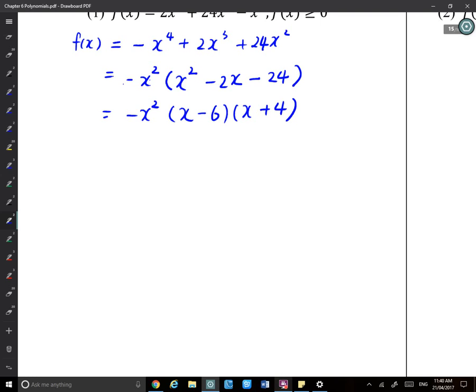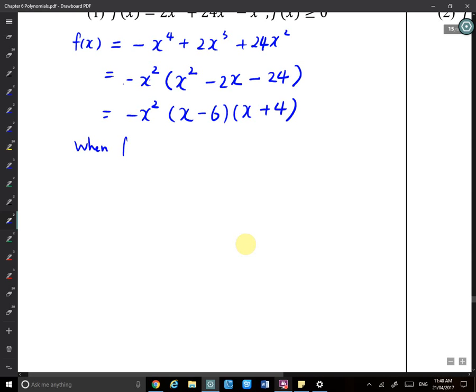Okay, how do we sketch cubic? Do you remember? After we factorize, what we need to do? Find intercept. Okay, find intercept. So let's still find the intercept when f(x) equals to 0. Then x will equals to 0. You have 2 zeros actually, and you have 6 and you have negative 4.